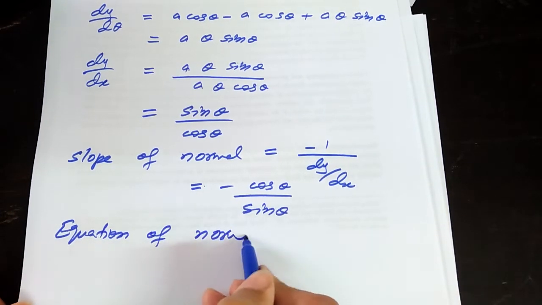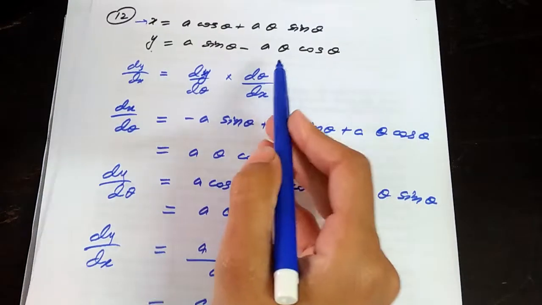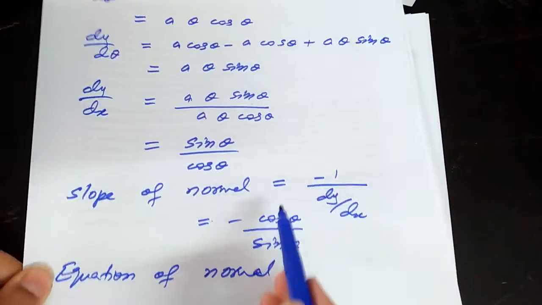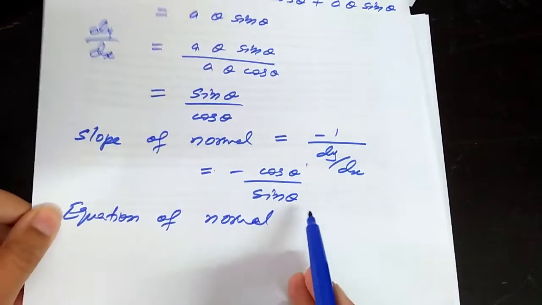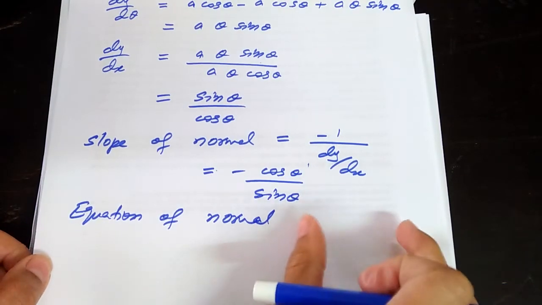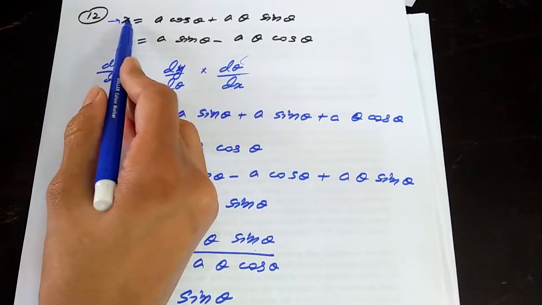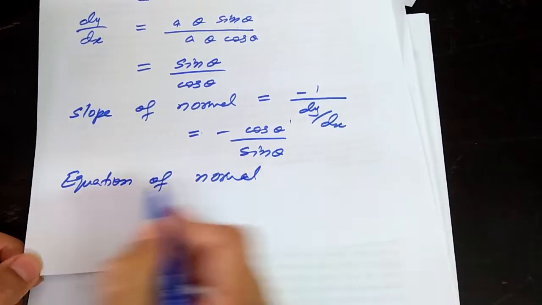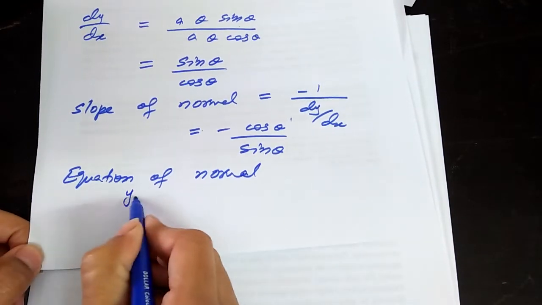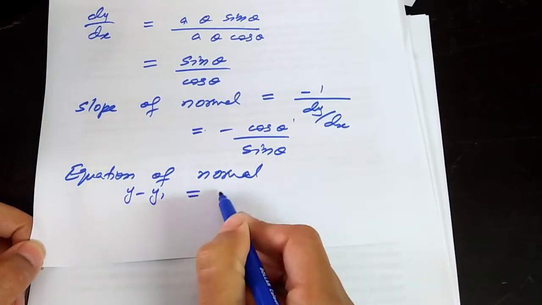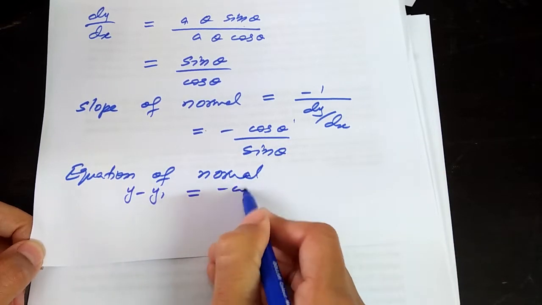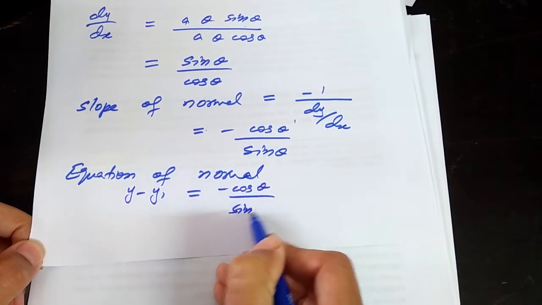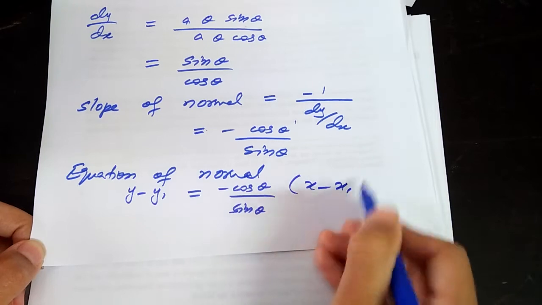So the equation of normal is, since here there is no specific point given, there is no need to find the slope at a specific point and no need to find the specific point here. Just use these points x and y. Equation of normal will be y minus y1 is equal to this slope, that is minus cos of theta over sine of theta, times x minus x1.